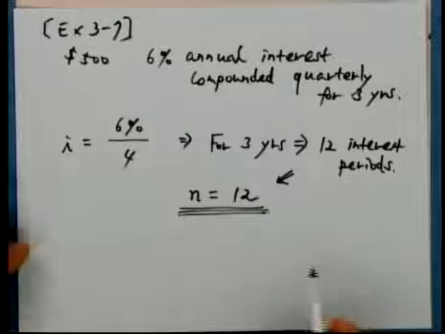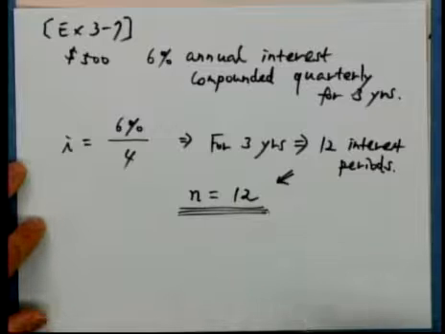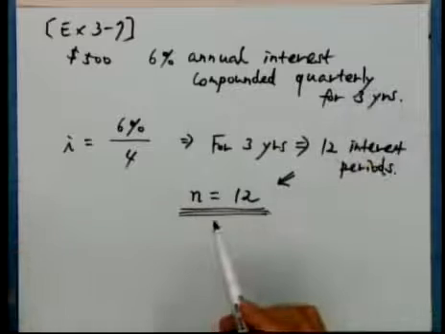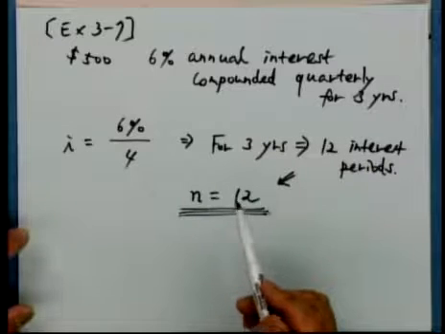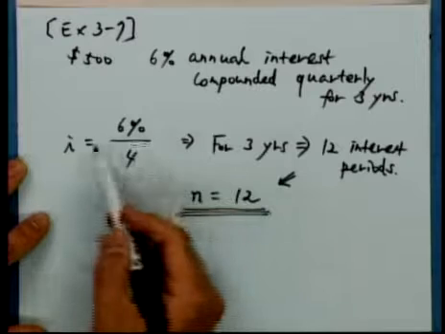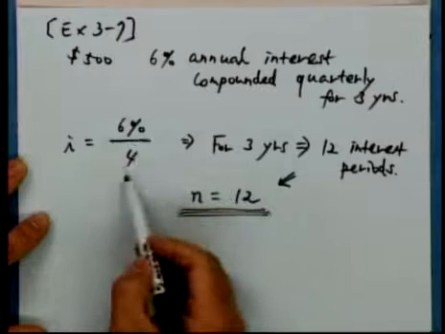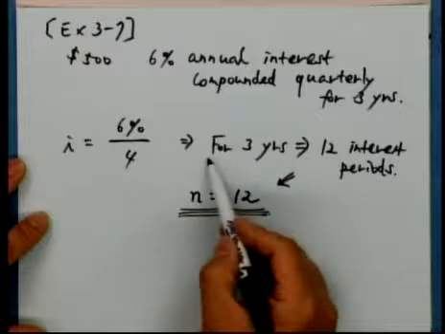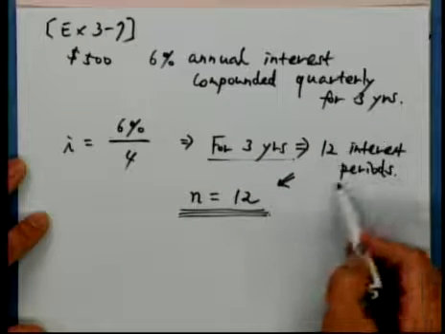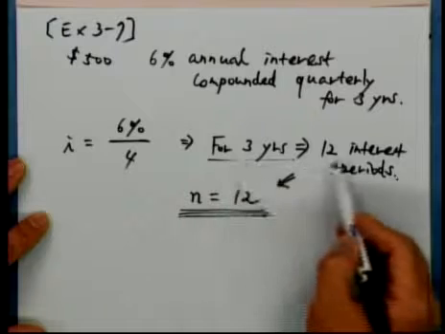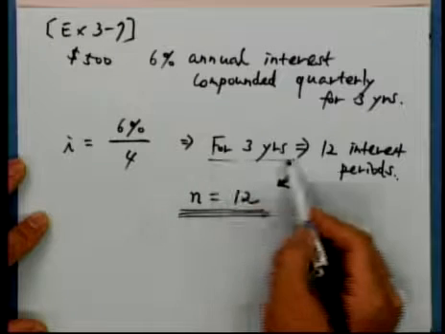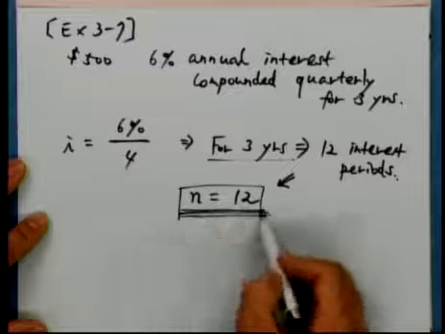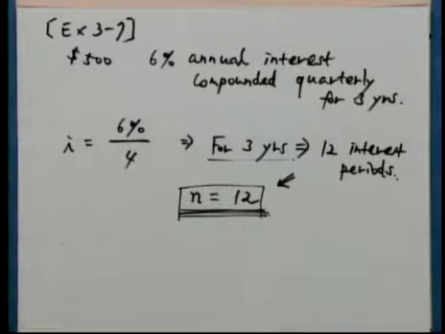So I said because we are dealing with 4 interest periods per year, because it is compounded quarterly, the interest rate per interest period would be 6% divided by 4 quarters. So for 3 years, there are 12 quarters. That's why we are going to use n equals 12. Okay?